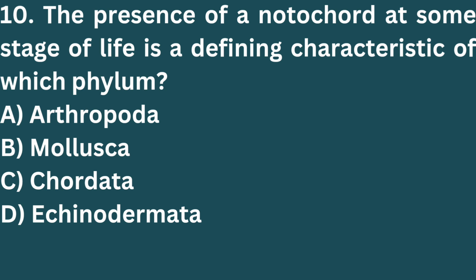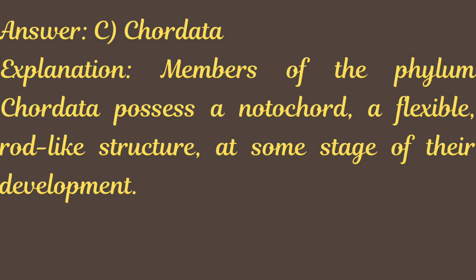10. The presence of a notochord at some stage of life is a defining characteristic of which phylum? A. Arthropoda. B. Mollusca. C. Chordata. D. Echinodermata. Answer: C. Chordata. Explanation: Members of the phylum Chordata possess a notochord, a flexible, rod-like structure, at some stage of their development.